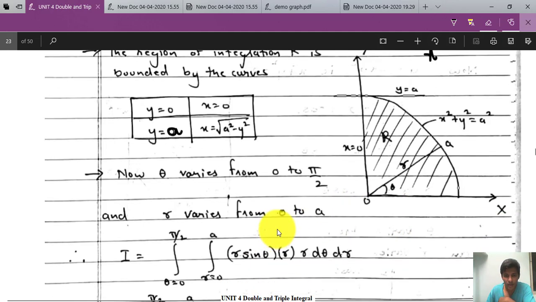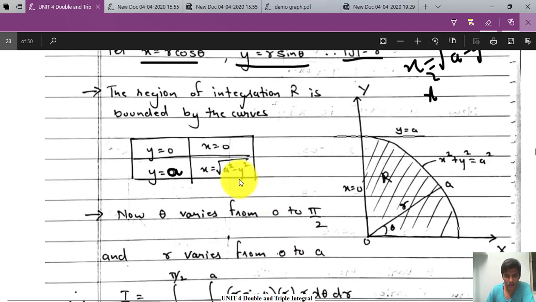Now I need to find the new limits and change the variable. Now what is happening to theta? See here, if you see this rough sketch, theta is moving from the value wherein y is equal to 0, so theta is moving from 0 to, and this will be your 90 degrees. So theta varies from 0 to pi by 2.